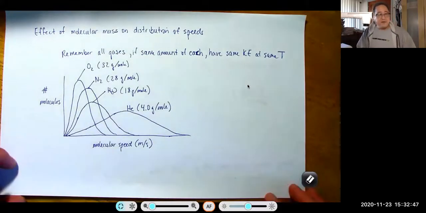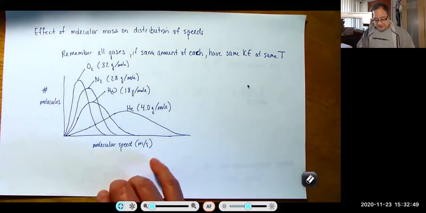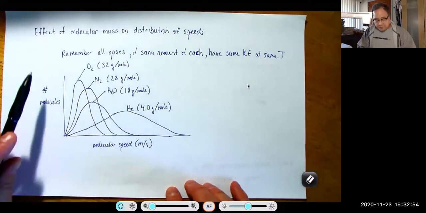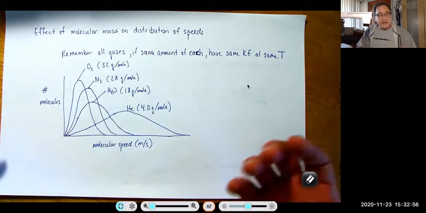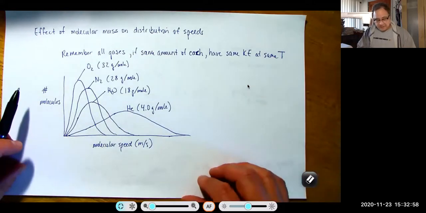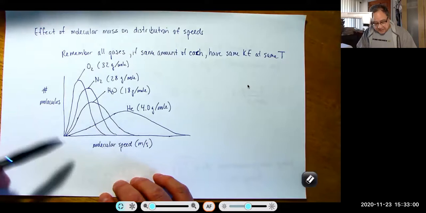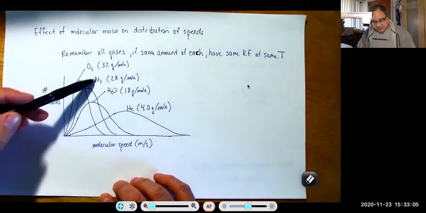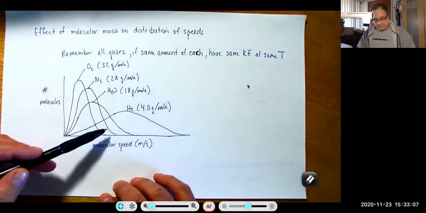Let's look at the effect of molecular mass on the distribution of speed. These are all molecules presumably at the same temp, and presumably they all have the same kinetic energy. Underneath this graph, there's the same number of molecules of O2 versus N2 versus H2O versus helium.